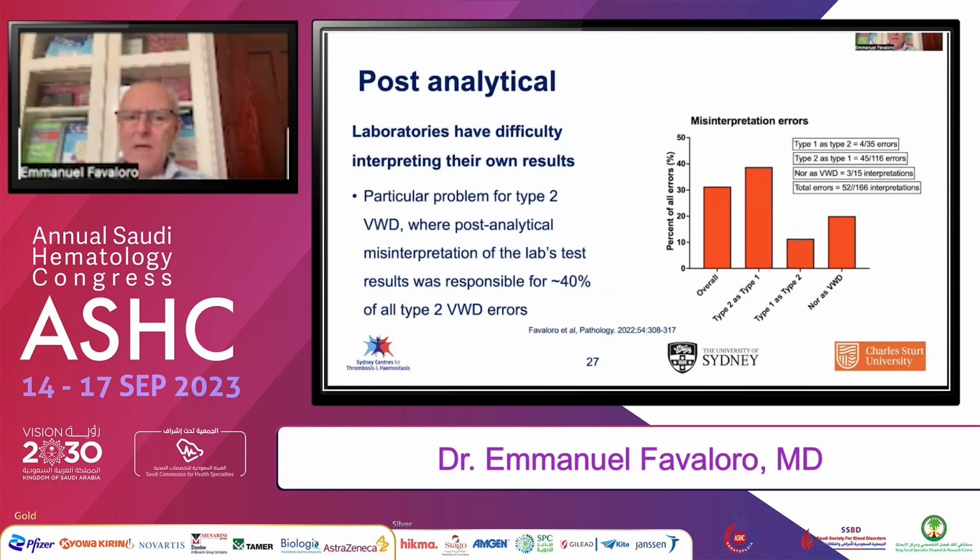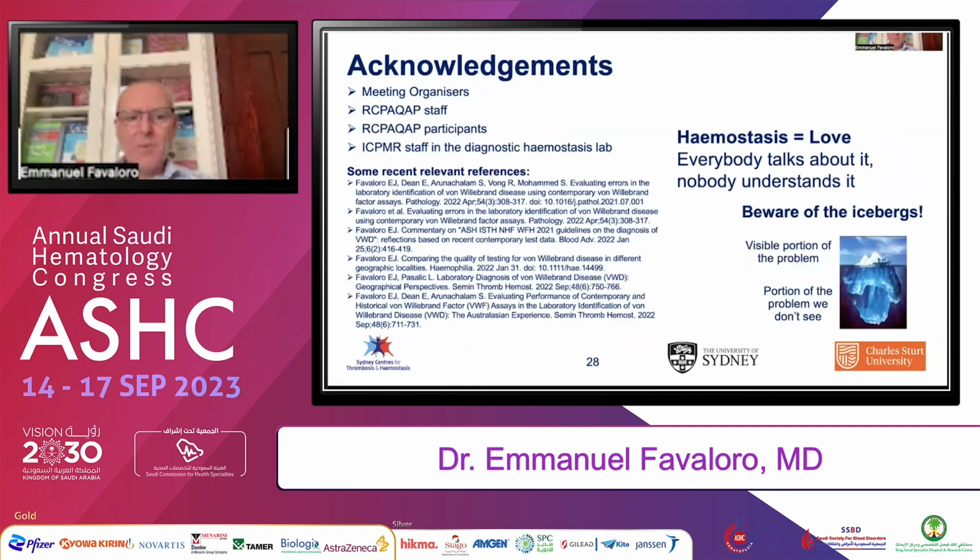I will say one thing about post-analytical. Laboratories often have difficulty interpreting their own results. One of the issues that we found in the RCPA QAP data is that laboratories have a problem actually interpreting their own data. This is a particular problem for type 2 von Willebrand disease, where laboratories misinterpreted the type 2 pattern that they actually found by testing as type 1 von Willebrand disease, and it was responsible for about 40% of all type 2 von Willebrand disease errors. So this is an educational issue. You need to be aware of interpreting your test patterns appropriately.